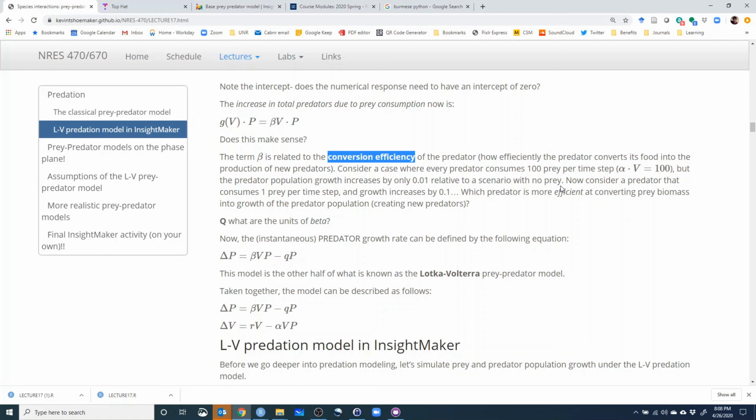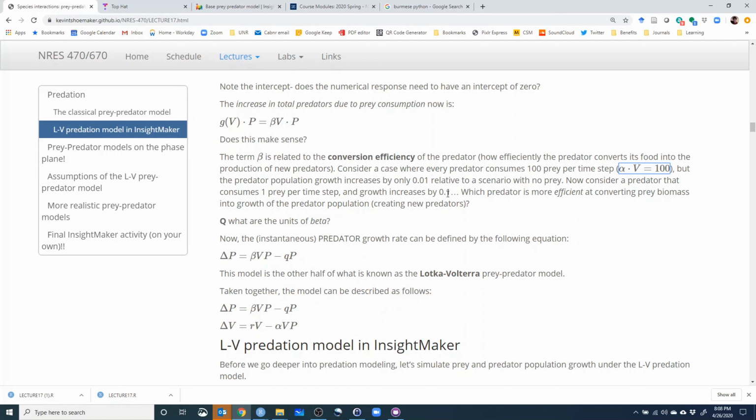And we can think about a case where every predator consumes 100 prey per time step. So this functional response is equal to 100 here. At a certain level of victims, the predator population growth increases by only 1% relative to a scenario with no prey. Now, consider a predator that consumes 1 prey per time step, and the growth increases by 0.1. Both are plausible. Which predator of those two is more efficient at converting prey into new predators?